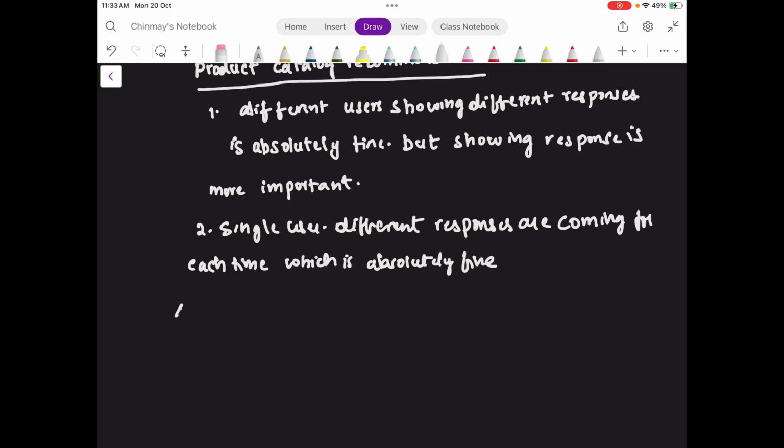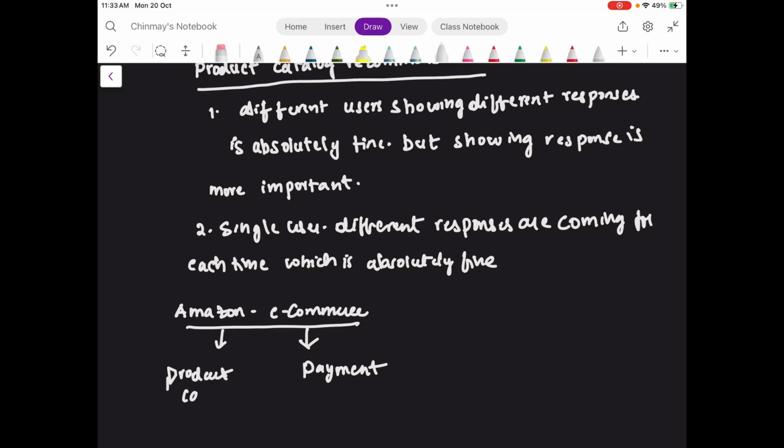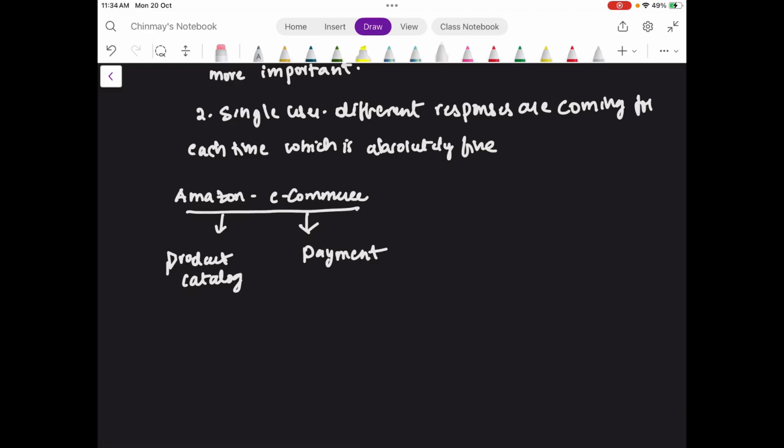Let's take the Amazon e-commerce website. In the Amazon e-commerce website, there are two modules. One is a payment system, one is a product catalog. For the product catalog, we should use AP systems. Consistency is not that important here. Each time showing different products is absolutely fine.